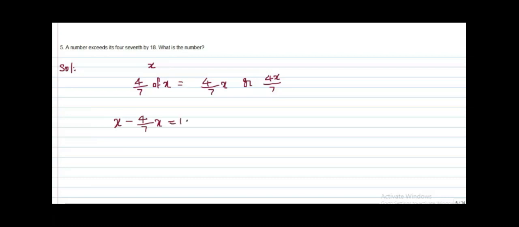And the difference is 18. Now x minus 4 by 7 x is nothing but x into 1 minus 4 by 7, or x into 3 by 7.